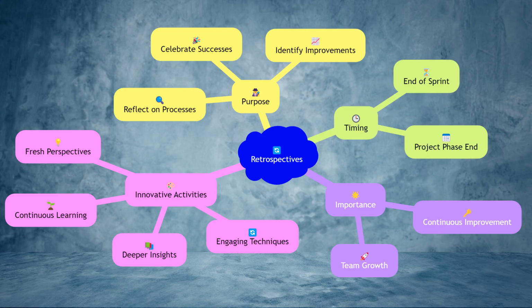Retrospectives are a cornerstone of agile methodologies, providing teams with the opportunity to reflect on their processes, identify areas for improvement, and celebrate successes. They are typically held at the end of a sprint or project phase and are crucial for continuous improvement. This presentation will explore 30 innovative activities that can be used during retrospectives to keep them engaging and productive. These activities go beyond the mainstream approaches, offering fresh perspectives and techniques to help teams gain deeper insights and foster a culture of continuous learning.